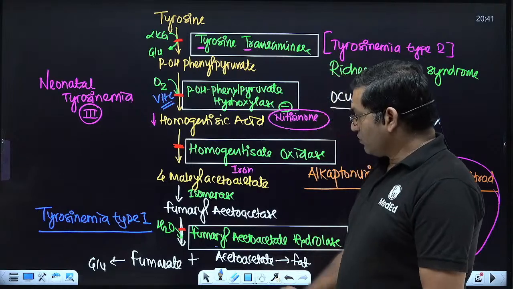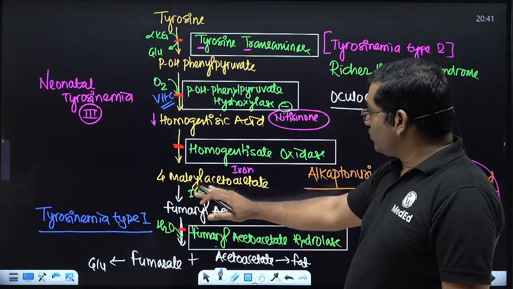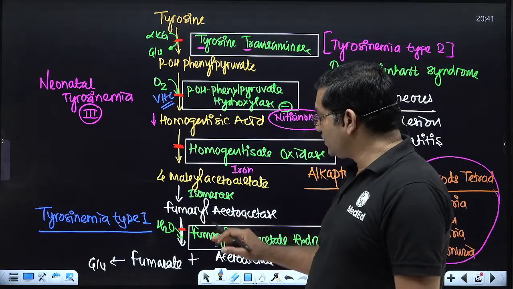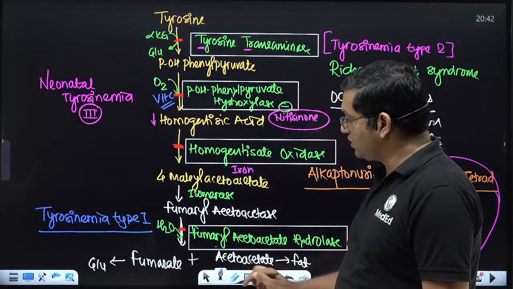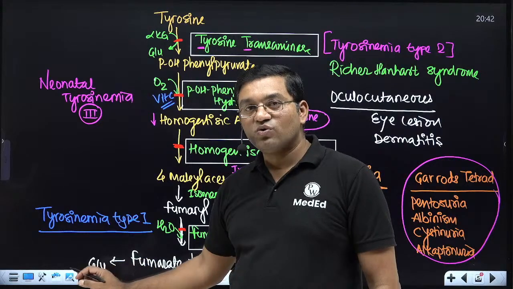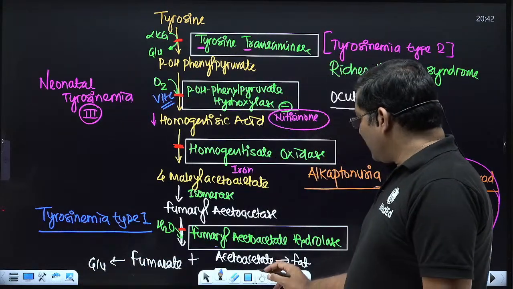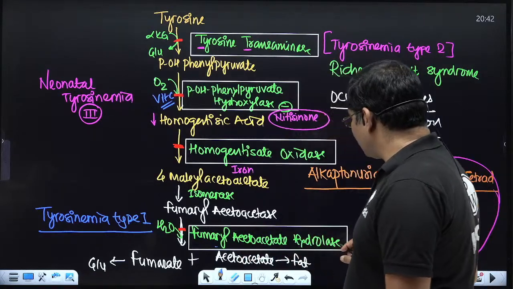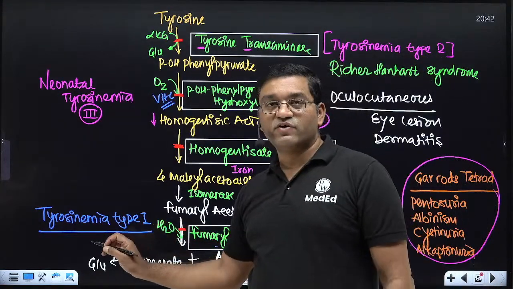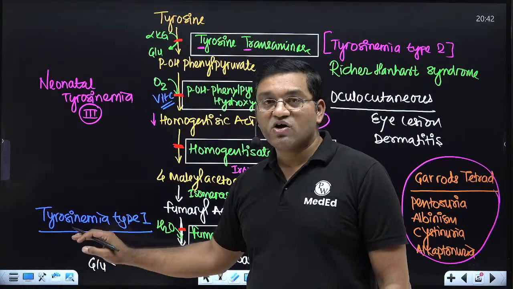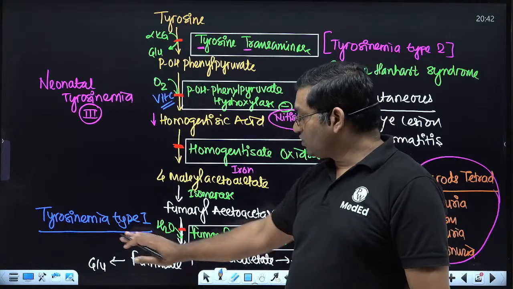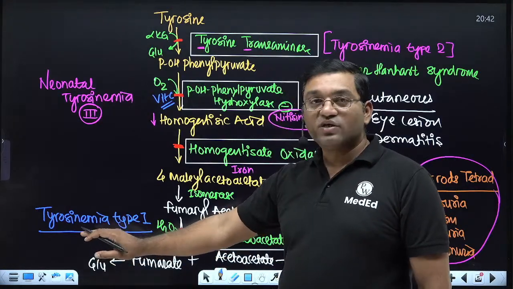Okay. Then this 4-maleylacetoacetate is isomerized into fumarylacetoacetate. Fumarylacetoacetate is broken down into fumarate and acetoacetate. Fumarate via the TCA cycle and gluconeogenesis will give you glucose, and acetoacetate will be converted into fat. The defect in fumarylacetoacetate hydrolase causes tyrosinemia type 1. It is hereditary tyrosinemia, also known as hepatorenal tyrosinemia. It is hepatorenal tyrosinemia.